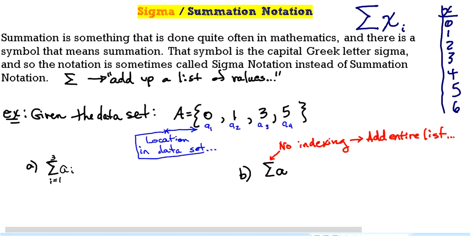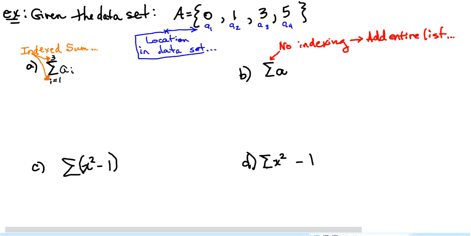Okay, but let's look at our examples that we have here. In part A, I have an indexed sum. What this is telling me is to note the location of each datum in the data set. By the way, datum, D-A-T-U-M, is singular. It's just one. And then data would be plural. We have a list of data, and in the position of A2, the second position, is the datum 1. So there's the usage of datum and data.